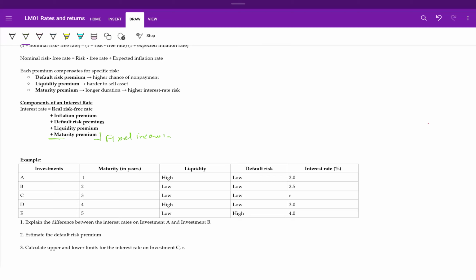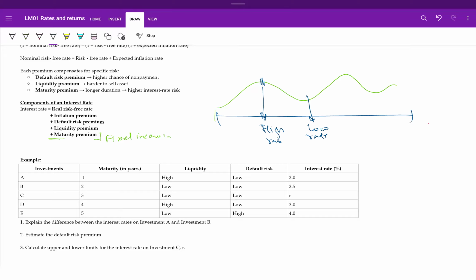Okay, so market conditions keep on fluctuating. The interest rates keep on fluctuating. If you have invested at a higher rate, here the rate is high, the rates go low, and then the rates are high again. So let's take this situation only. Here the rates are high, and here the rates are low.